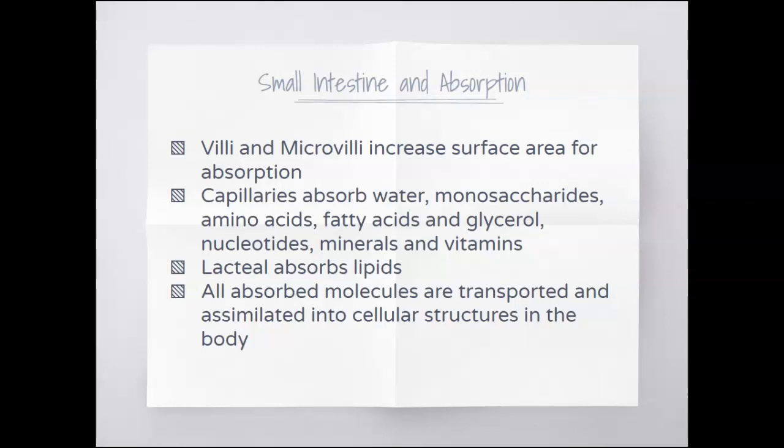The capillaries within the villi absorb water, monosaccharides, which is carbs, amino acids, which is proteins, fatty acids and glycerol, which is lipids, nucleotides, which are from nucleic acids, and then minerals and vitamins. So again, we are absorbing all of the monomers of macromolecules, minerals, and vitamins. The lacteals absorb lipids, and you'll see a picture of that on the next slide. And all of these absorbed molecules are transported and assimilated into cellular structures in the body. So we use all of these molecules that we're absorbing. We don't just absorb it for the fun of it. We actually use what we're absorbing.